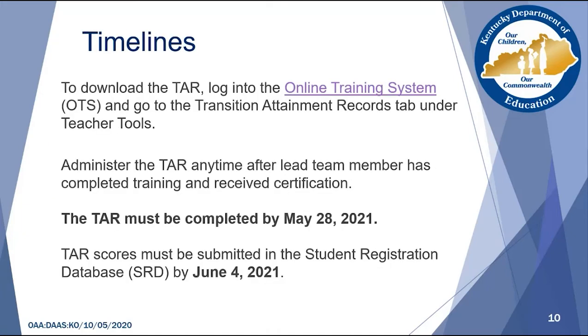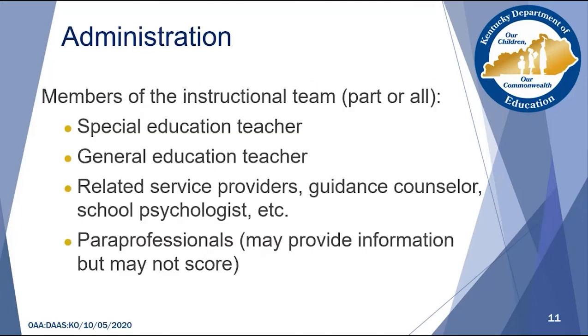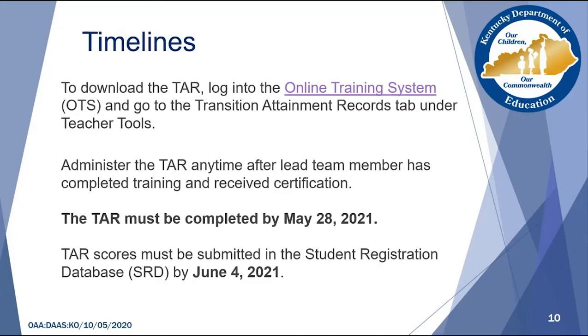Once you have finished the training module and quiz, you will be granted access to the TAR, which is found under Teacher Tools on the online training site. In most cases, the lead team member, which is typically the special educator who works with the student on a consistent basis, would complete the training, quiz, and then print the TAR document. You can begin meeting with team members as soon as you have completed the training and the quiz. It is highly recommended to complete the TAR during a transition planning meeting or the annual meeting to facilitate completion of the interview with all available team members.